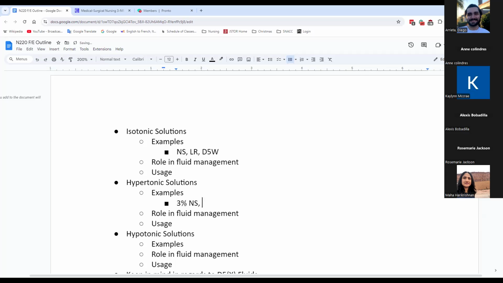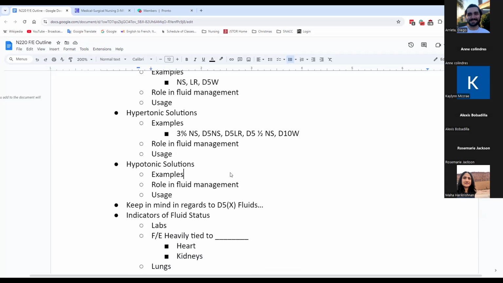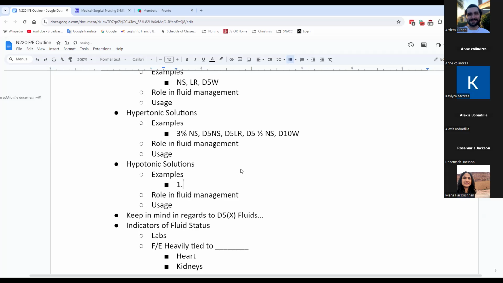This is where you've got your D5 NS, D5 LR, D5 half NS, D10W. And then your hypotonic, I'll just do this one real quick. Half NS and 1/3 NS are the main ones that they really go over. I'm sure 1/4 NS exists, but I've never seen it.